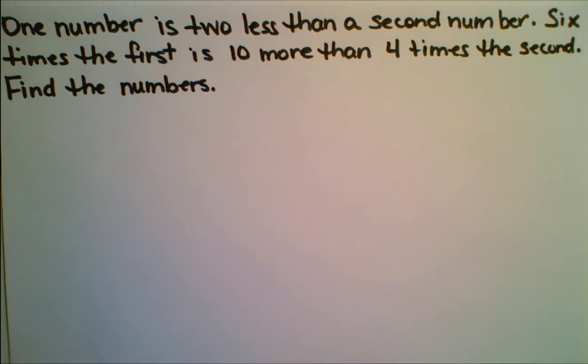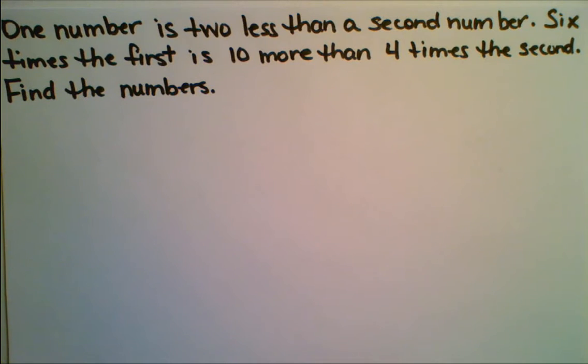All right, we have here: one number is 2 less than a second number. 6 times the first is 10 more than 4 times the second. Find the numbers. So we have a story where it's asking us to find the numbers. So this is saying that we have two types of numbers.